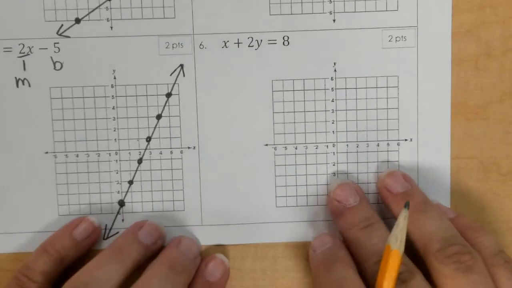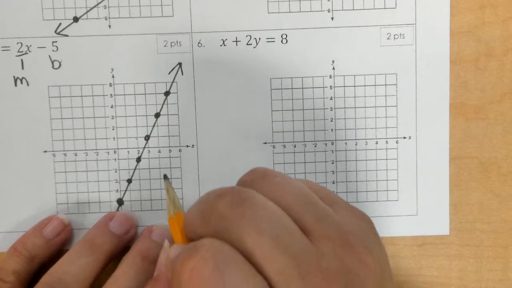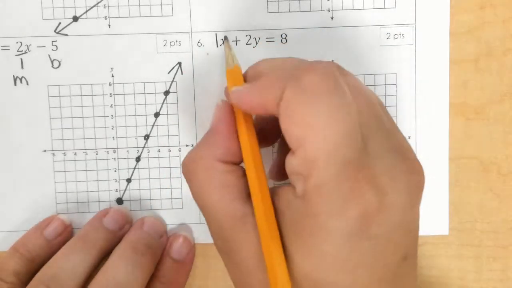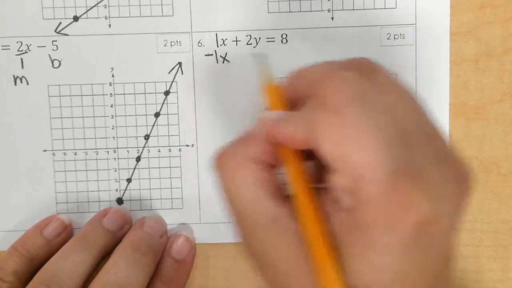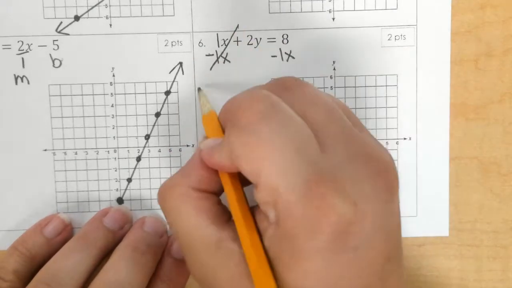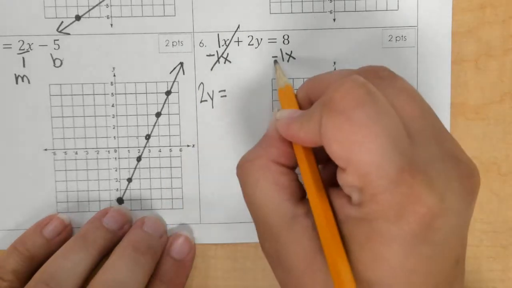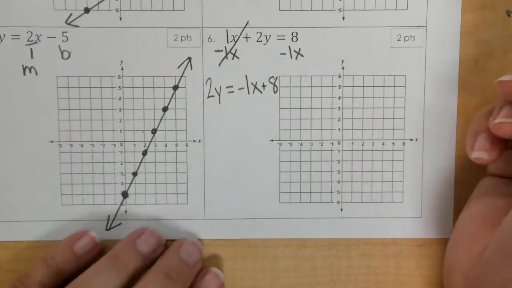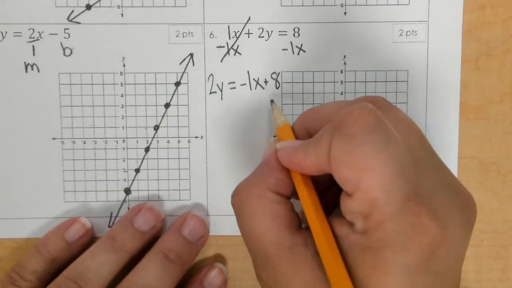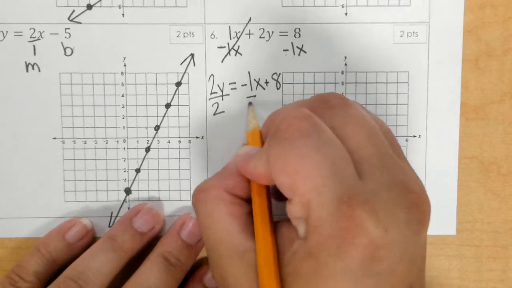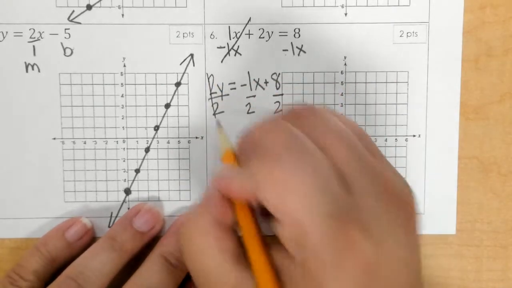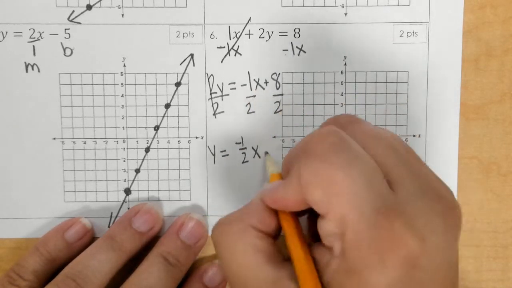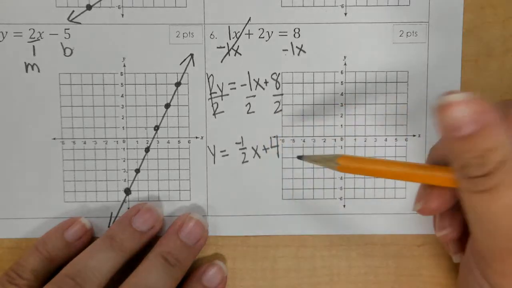And then lastly, for number 6, this one is not in slope-intercept form, so I need to go ahead and do that. Put it so that y is by itself. So I put my 1 there. I'm going to subtract that to both sides. So I have 2y equals -1x plus 8. Then I divide everything by 2. So I have a -1/2 x plus, I divide, I get 4.